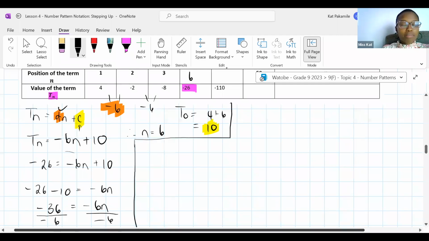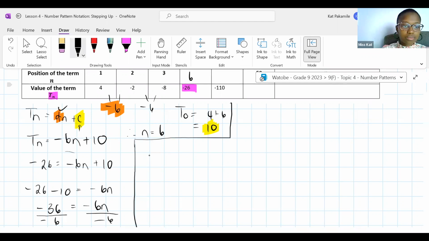With -110, sorry, -110. I will be doing the very same thing as the previous one, so it's going to be minus one... it's going to be -110. Yes, sorry. Equals to -6n plus 10. Okay, and then next step.